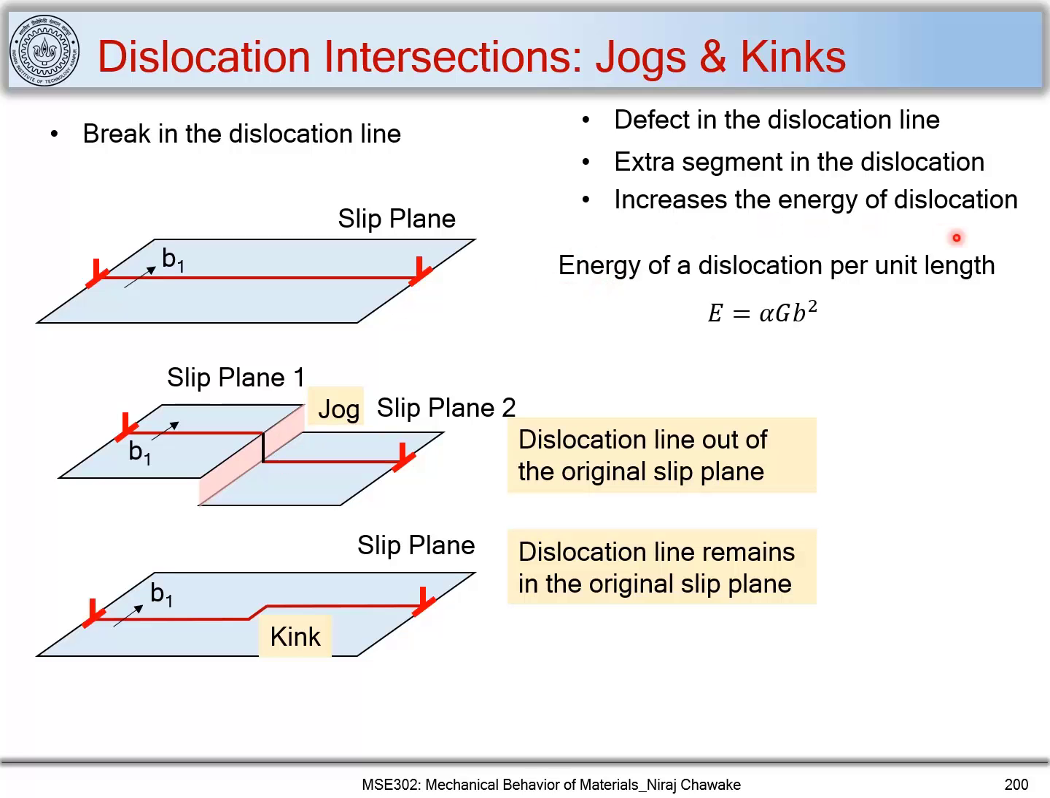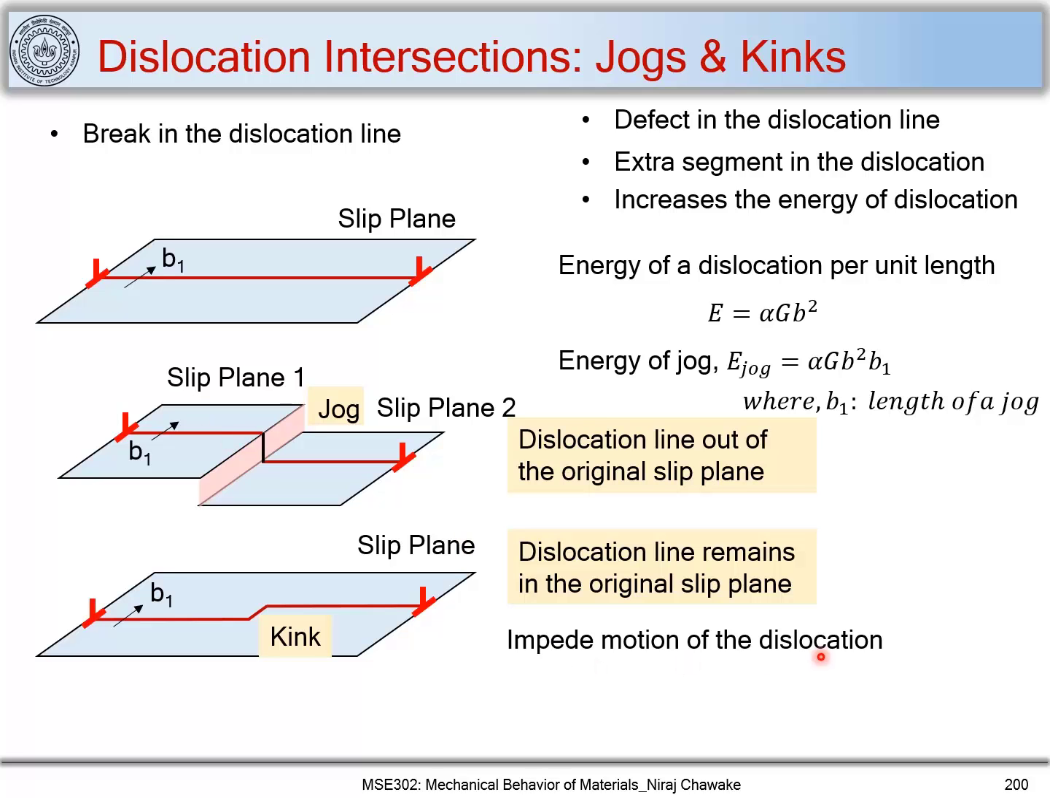We know the energy of a dislocation per unit length to be alpha G b square, and if you try to evaluate the energy of a jog, you can say that the energy of the jog is equal to alpha G b square into b1, where b1 is nothing but the length of this jog. So the length of the jog or these breaks increases the energy of a dislocation. Also, these breaks in the dislocation line impede the motion of other dislocations, and thus they result in strain hardening. Now, how do these breaks form on dislocation lines? This break forms on the dislocation line because of intersection of dislocations.